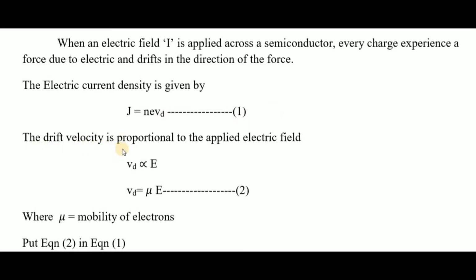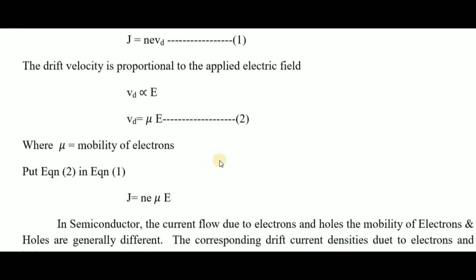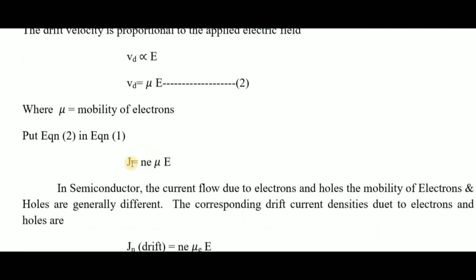The drift velocity is proportional to the applied electric field. So V_D is directly proportional to E, where E means electric field. Then V_D is equal to mu into E, which is equation number 2, where mu is called the mobility of charge. Put equation 2 in equation 1. Then J is equal to N e into mu E.